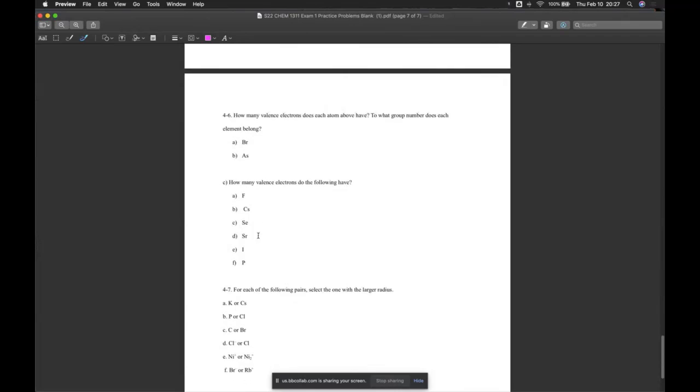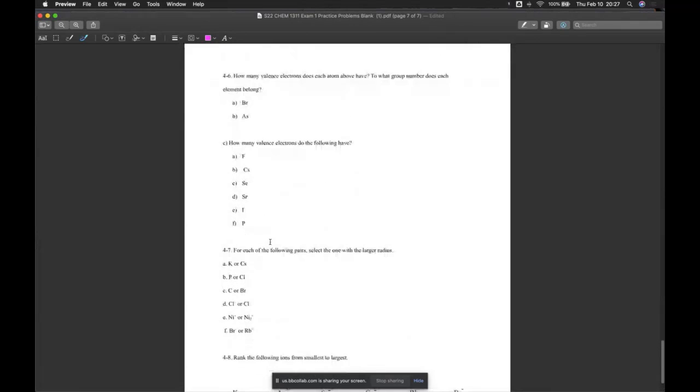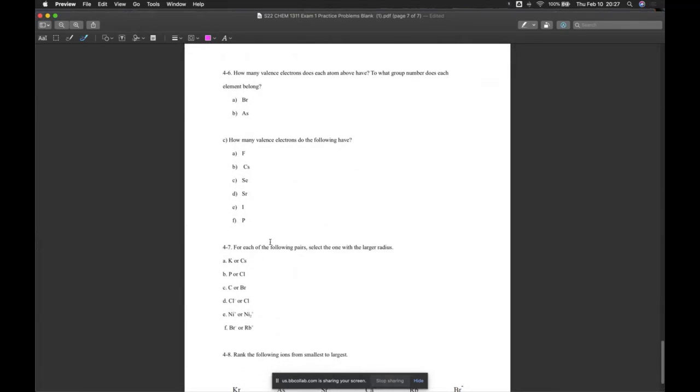Okay, so let's move on to the next problem. How many valence electrons do the following have? Following the same rule as last time, bromine is in group 7, it's in group 7A. Arsenic, As, is in group 5A. So notice how if it's a group A element, the number of valence electrons matches whatever group it's in.